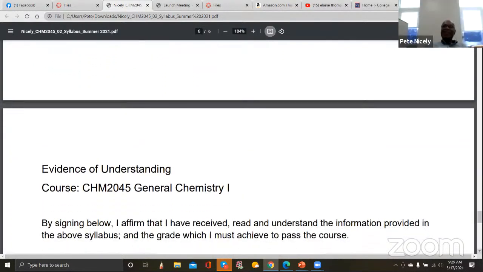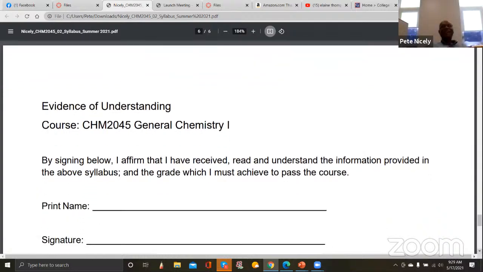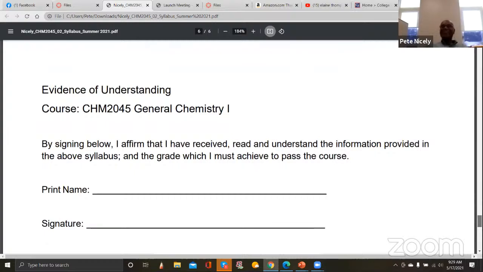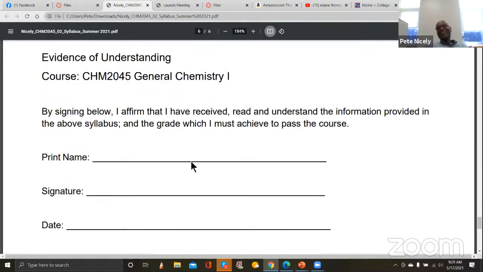All right. And then the last page, I like to call it my CYA document. And you all know what CYA stands for, right? Nobody knows? Okay, well, CYA stands for cover your ass. Actually, this is to cover my ass because basically what this document is saying, if you sign it, is that you have read and understand the information in the syllabus and the grade which I must achieve to pass.